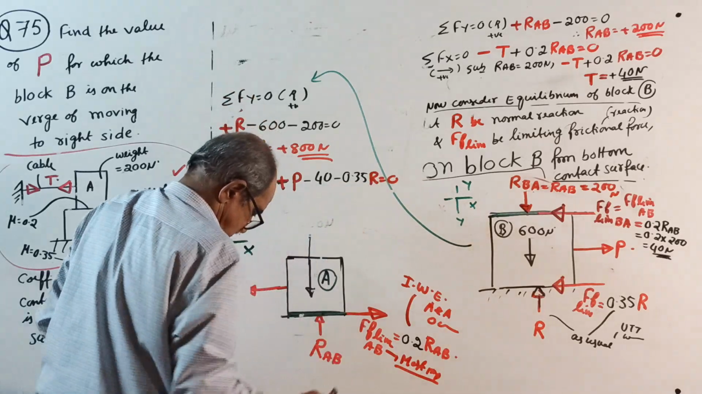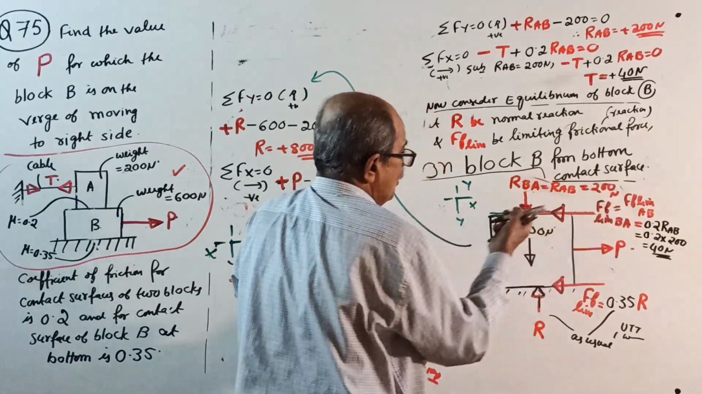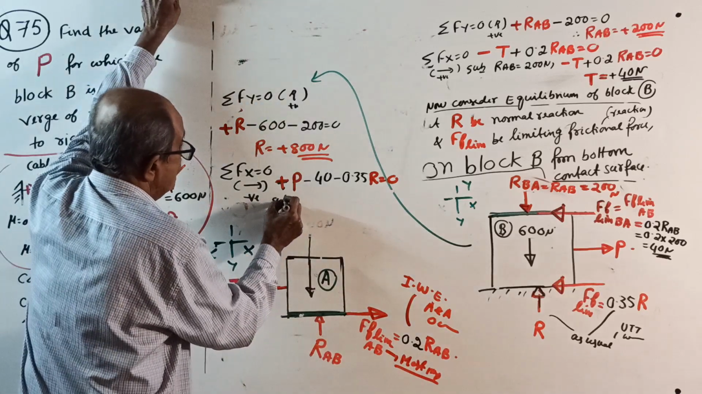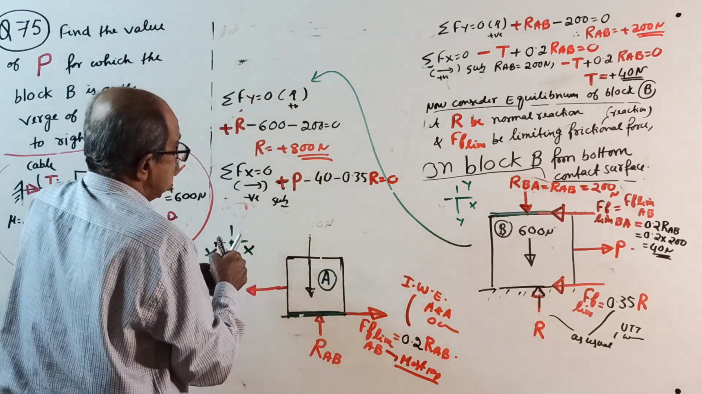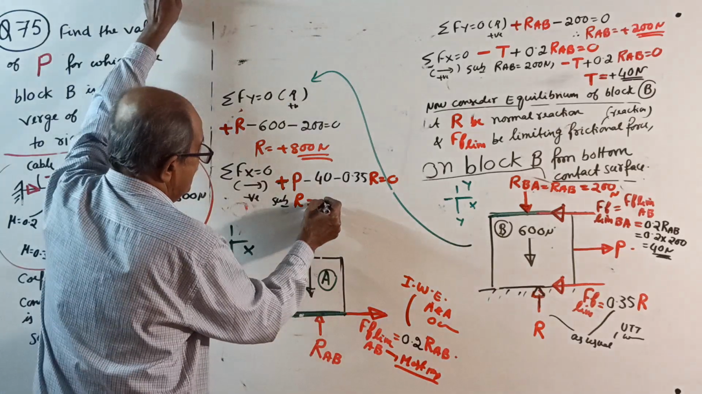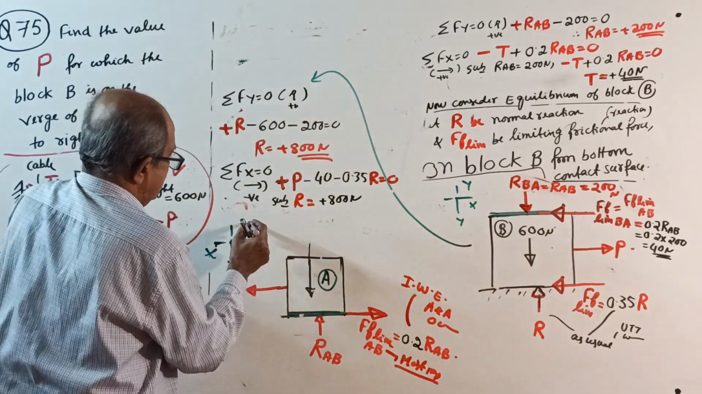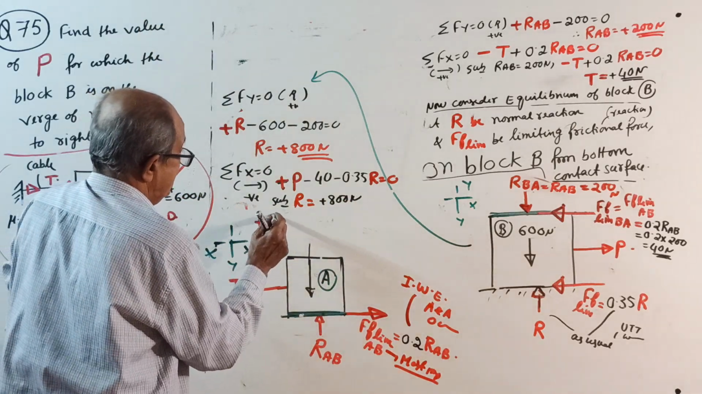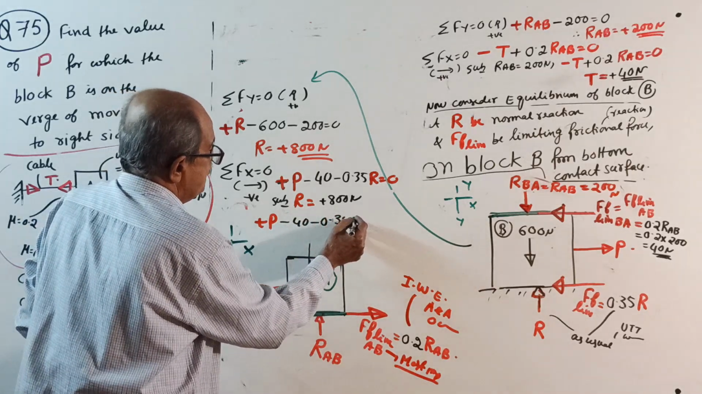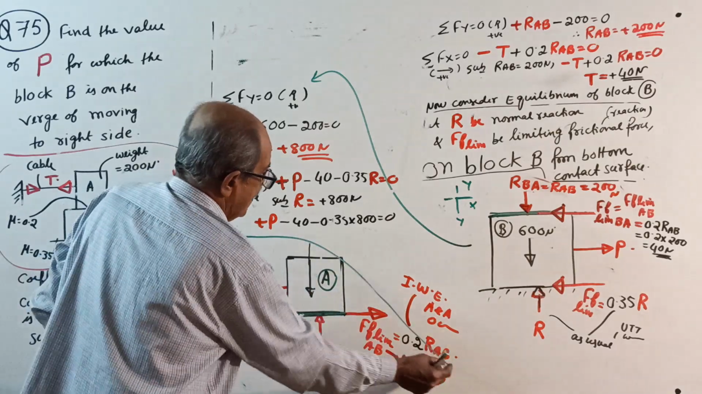That is which R? R at the bottom, top R is the top side. Both values are known for you now. Now, substitute that R equal to, just now we got R equal to 800 Newton plus 800 Newton. You will get plus P, actually I should not tell now, plus P minus 40 minus 0.35 into 800 equal to 0. Therefore, this is all over already.